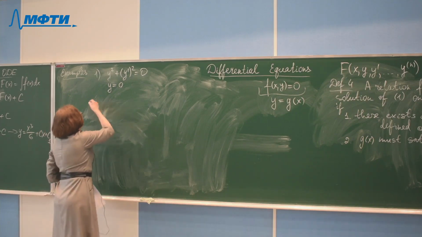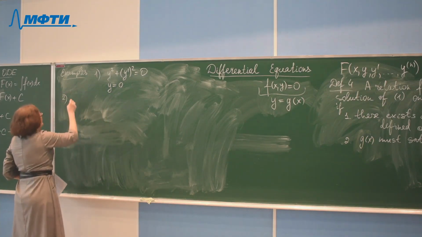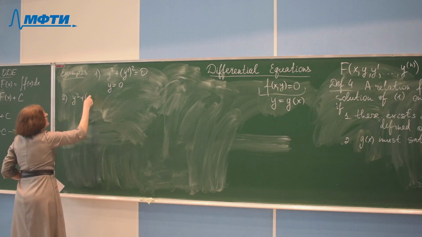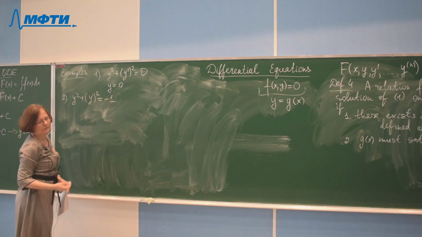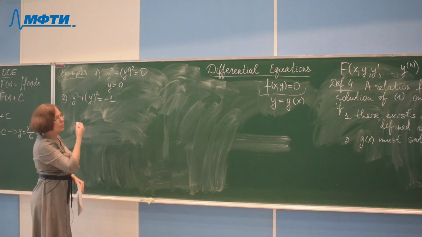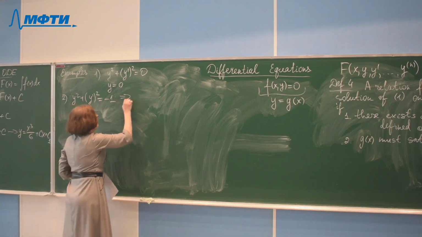Well, and so example number 2, if we consider something like y prime squared equals -1, so this differential equation has no solutions.